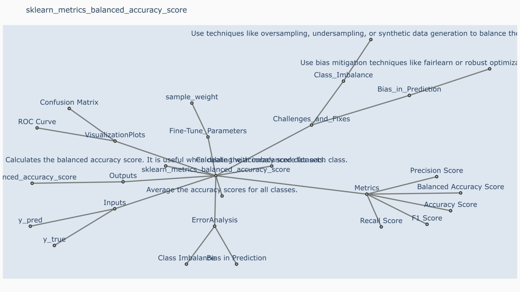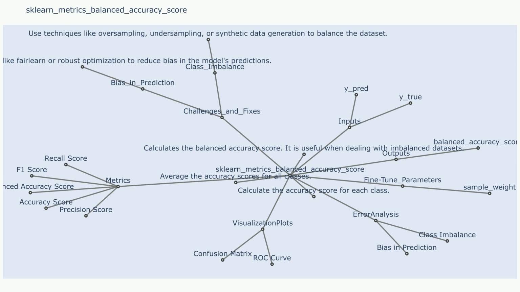sklearn.metrics.balanced_accuracy_score. Description: the balanced accuracy is a metric for evaluating the performance of a classification model. Particularly useful when dealing with imbalanced datasets. It addresses the limitations of traditional accuracy by considering the proportion of correctly classified instances in each class. It is calculated as the average of recall obtained on each class.